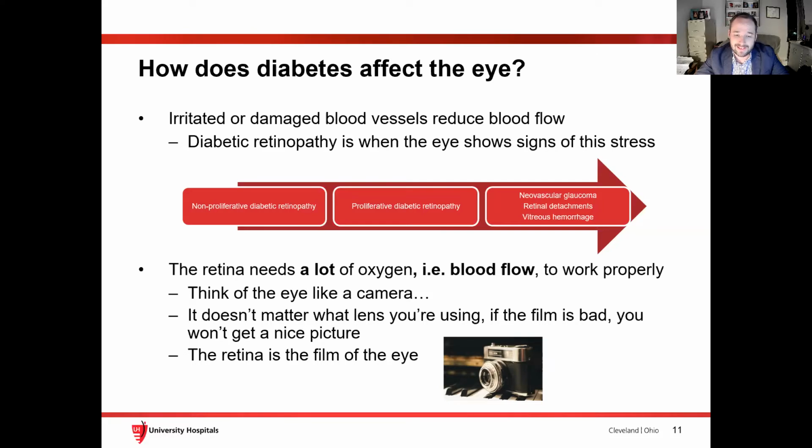The retina needs a lot of oxygen, and a lot of oxygen means you need blood flow. And without blood flow, it's not going to work properly. When I talk to my patients in the office, I tell them to think about their eye a little bit like a camera. It doesn't matter what lens is on the camera. If the film in the back of the camera is in bad shape, you're never going to get a nice picture. In the retina, where these diabetic retinopathy changes can happen, that's the film of the eye.